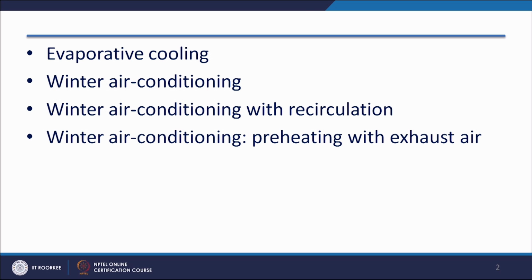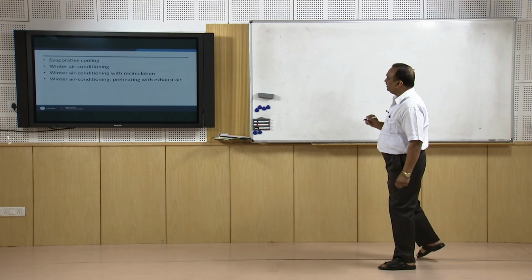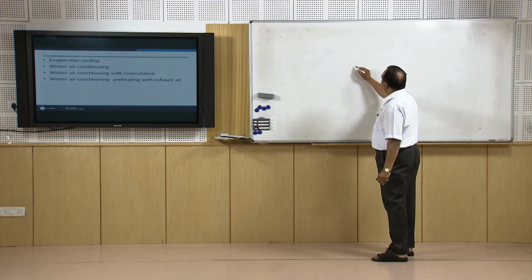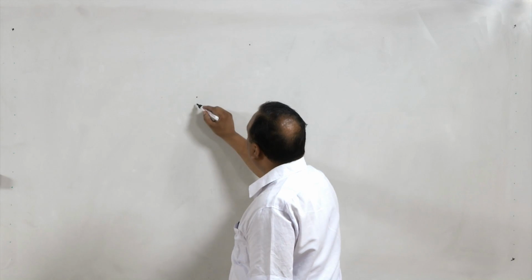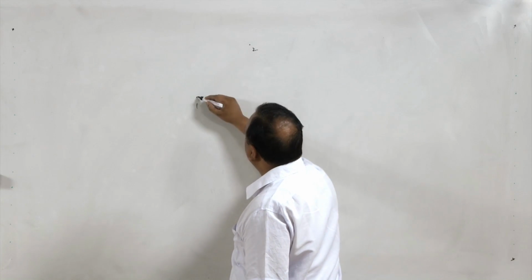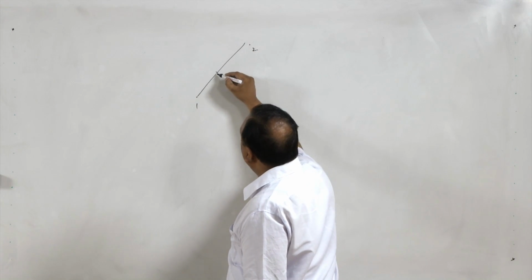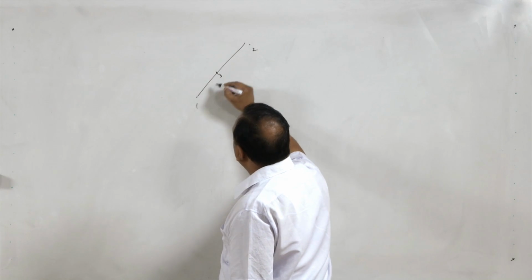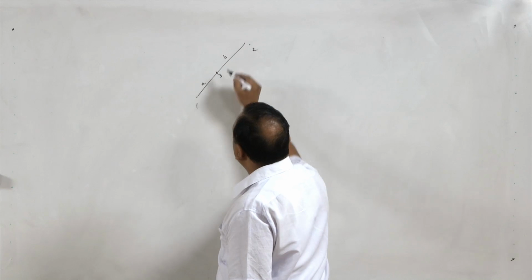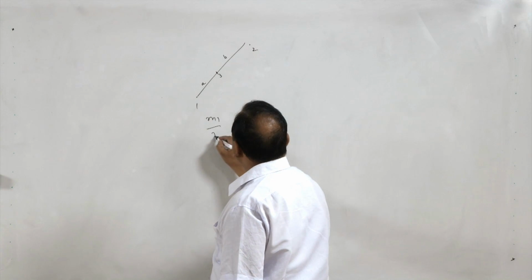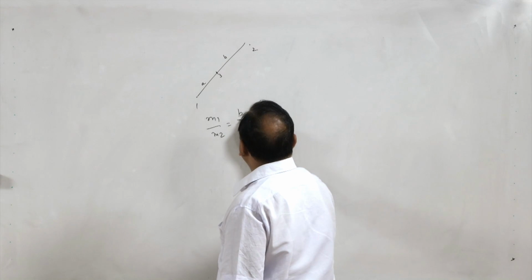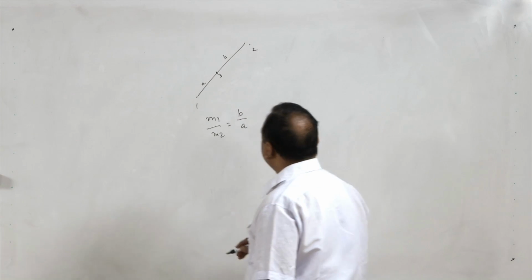Now all these measures, recirculation and preheating with exhaust air, are measures taken in order to save energy in an air conditioning system. Before we start, because we are doing a lot of mixing in air conditioning systems, I should repeat the concept of mixing: if there are two streams at state 1 and state 2 and they get mixed, we get state 3. If this length is A and this length is B, then M1 by M2 is equal to B by A, the reciprocal of the opposite section.